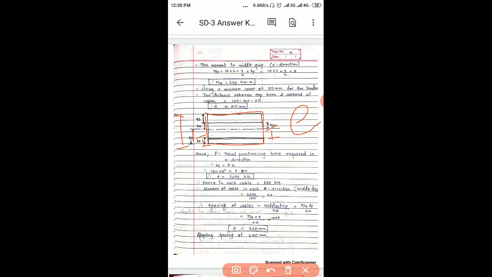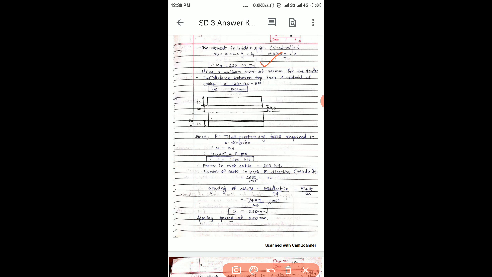Okay, then the pre-stressing force required in x direction: M is equal to P into e. Now M is 130 into 10 raised to 3, this is Mx, and P is what we are expected to find out, and e is 50. So P is equal to 2600 kilonewton. Then the force in each cable is given as 100 kilonewton.